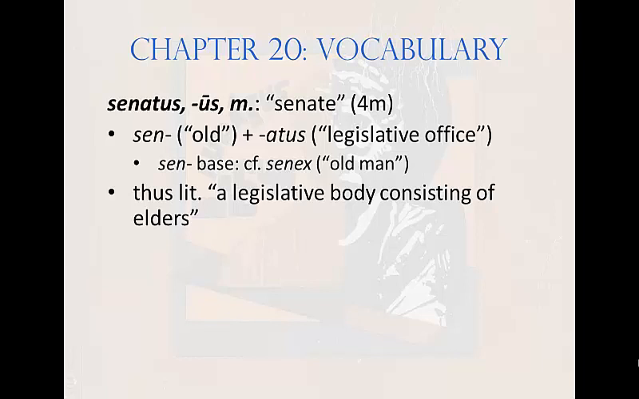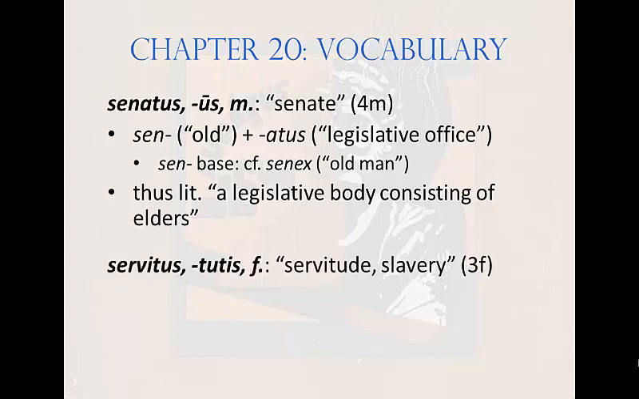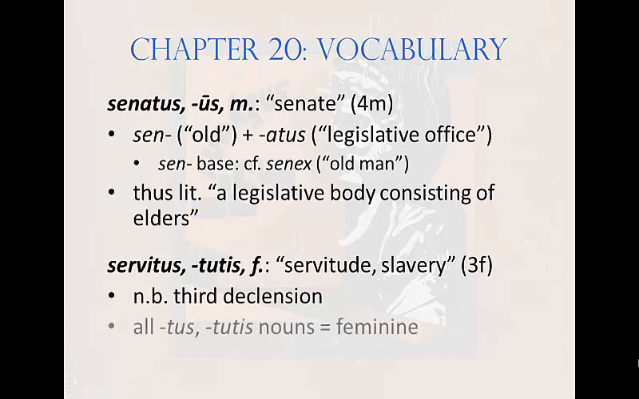No comment. The next word is servitus servitutis, feminine, meaning servitude or slavery. It's a third declension feminine noun. Please note it's third declension, not fourth. And it's feminine, as all nouns which go tus tutus in third declension are.